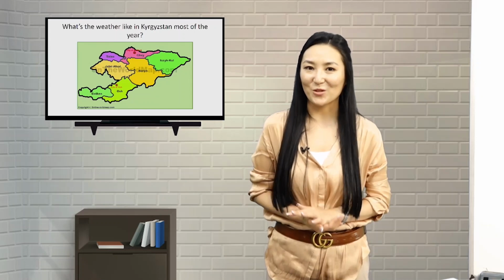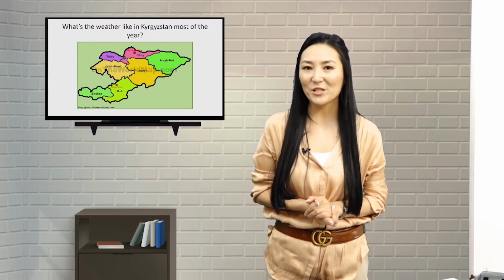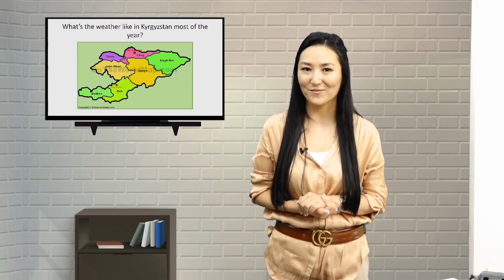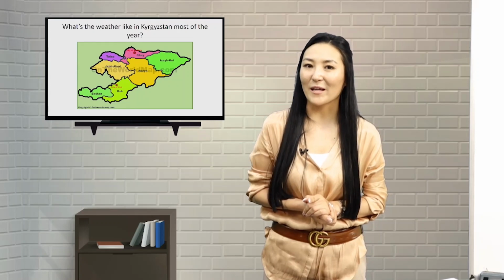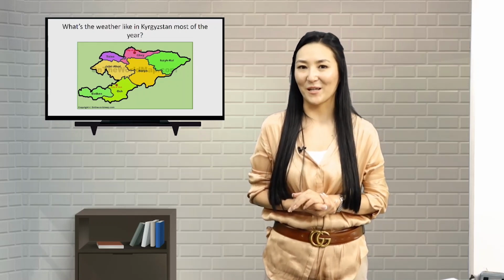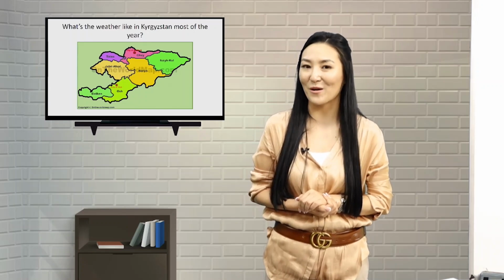Now, boys and girls, look at this map. Tell each other which region of our country you're from. Talk about what's the weather like in your region most of the time. Do you have all 4 seasons? Can you talk about it?